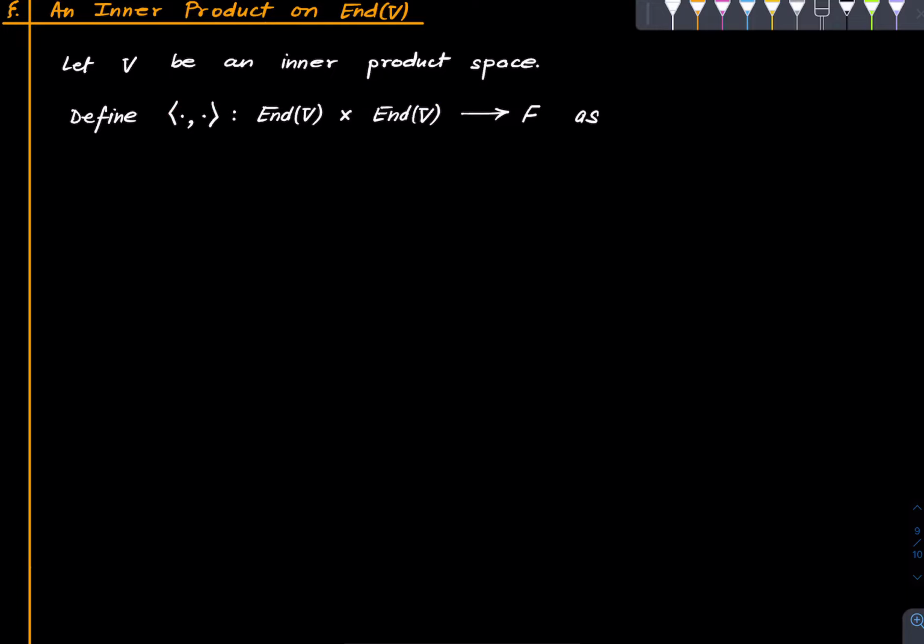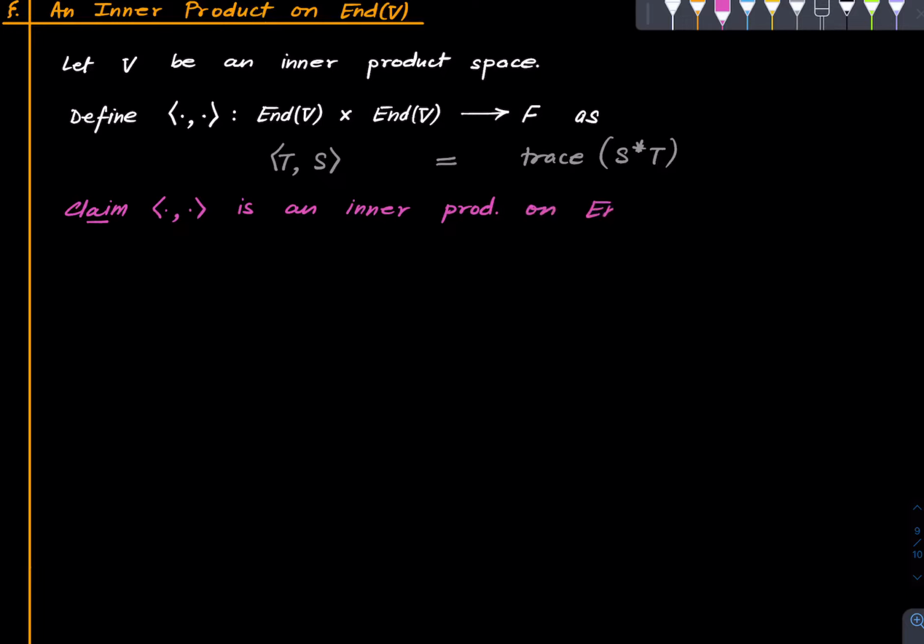So we define this map as follows. T dot S is trace of S star T. So that's the definition. And we claim that this is an inner product. So let's prove this claim.